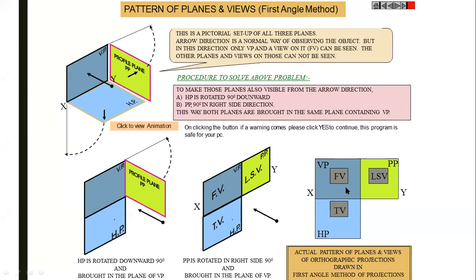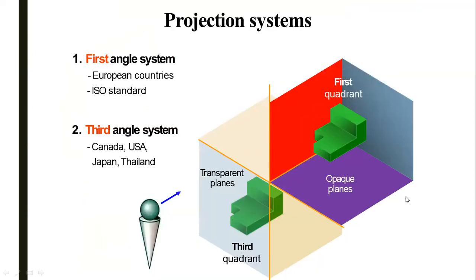Then this is your diagram. In this way we have to draw it. This is the reference line X, Y. Now this is the projection system. There are two types of systems we know: first angle projection system, third angle projection system.